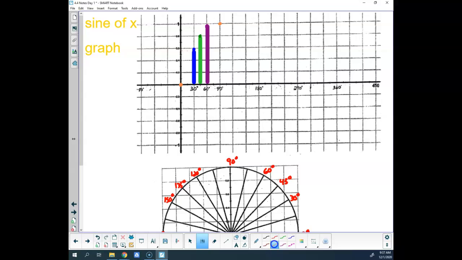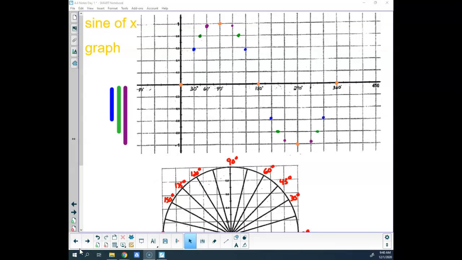Okay? And then now I would like you to continue that all the way around the circle. Positive ones are above the x-axis. Negative ones would be below the x-axis. But continue so that you go all the way around your unit circle on the page. So you should have a collection of points that looks like this.